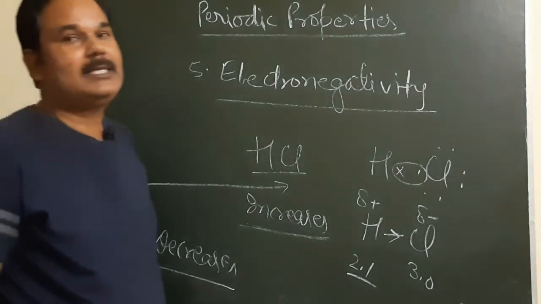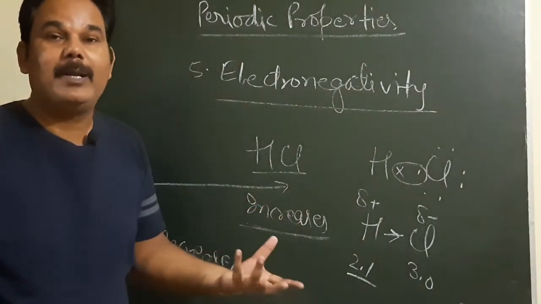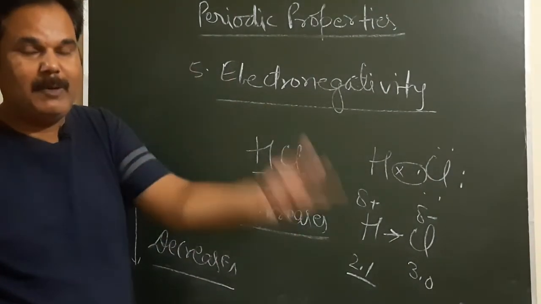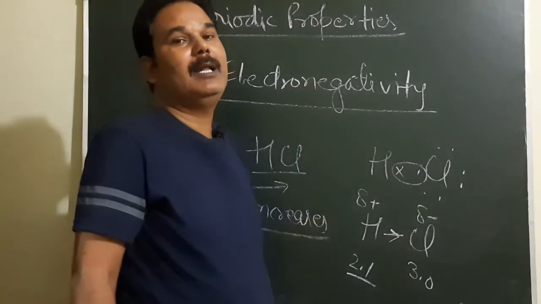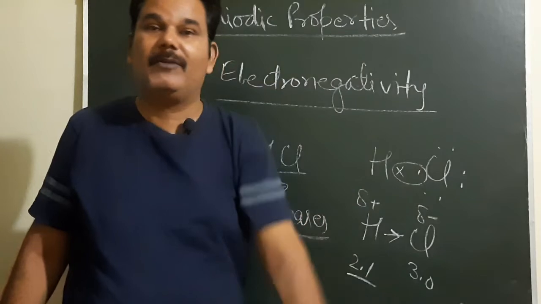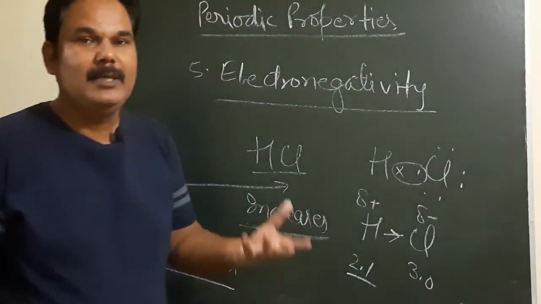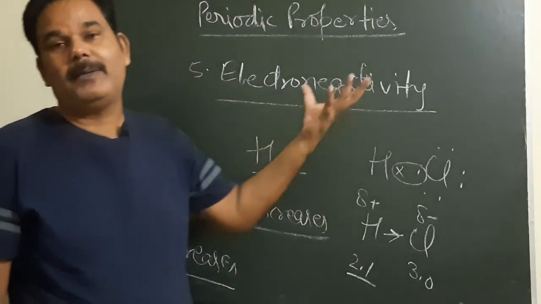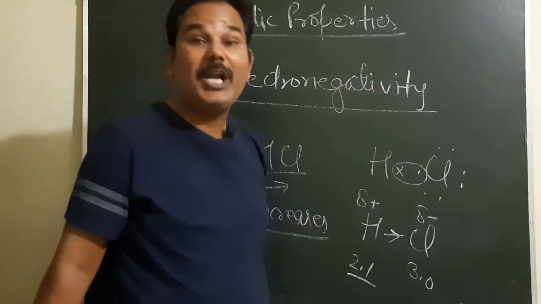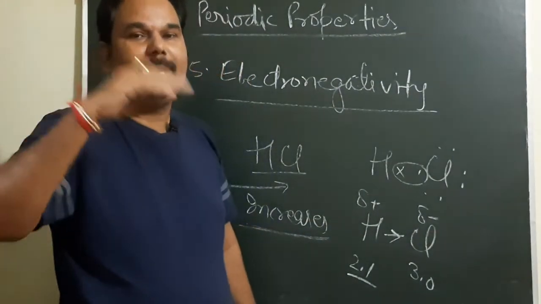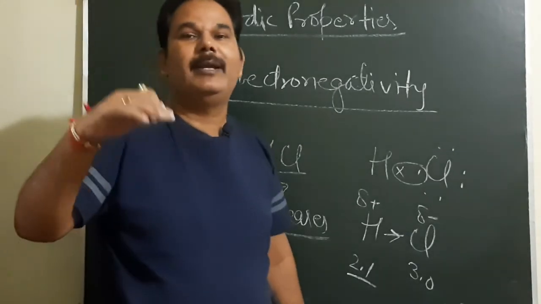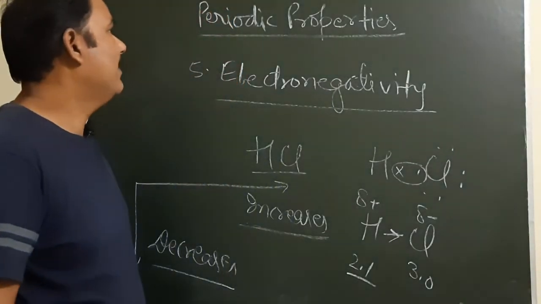So this is all about the periodic properties. Again, I am just briefing: periodic properties are properties of the elements which change after a fixed interval, and that is known as periodicity. I have told you the different types of periodic properties along with the general trend, how each will decrease or increase in the period and in the group. So that is all about the periodic properties.